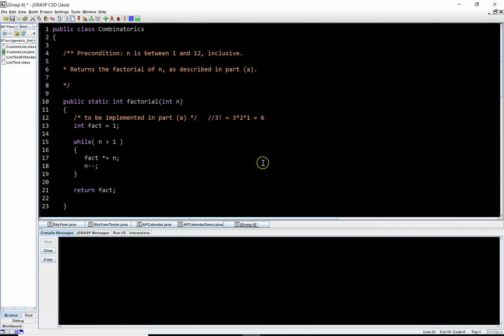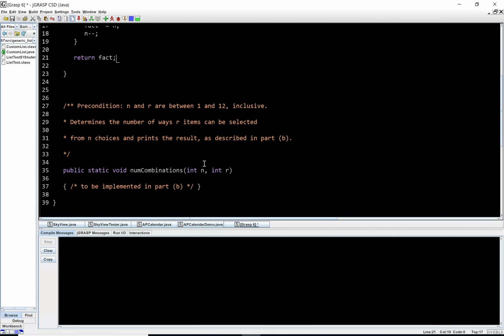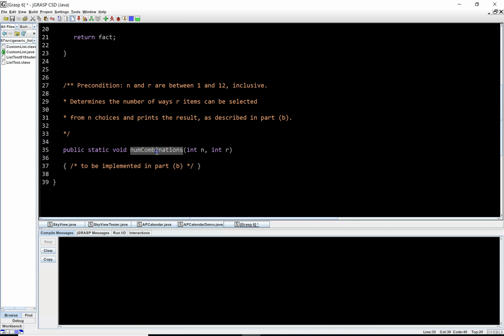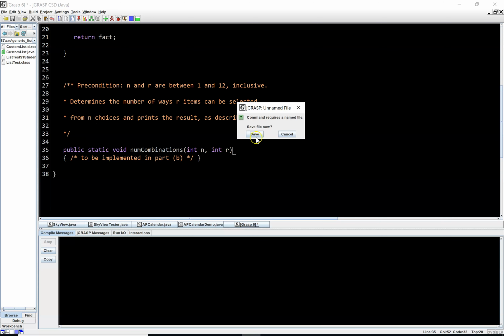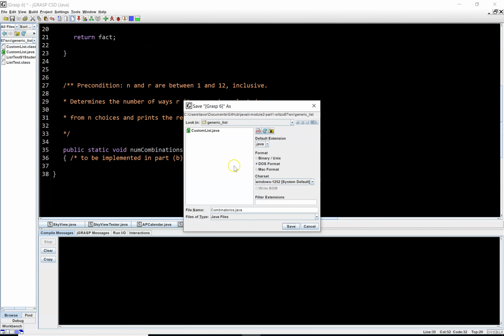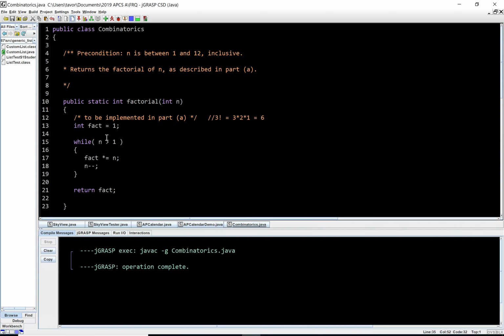Okay. Let's see here. This combinations method, which we're going to implement in part B, is not returning anything, so it's void of a return. I'm going to leave that as is. I'm going to compile, which means that it's going to ask me to save. Combinatorics.java, that's good. And then we're going to go in here to AP Computer Science A free response questions, combinatorics. That's good. Now I want to make a tester class.